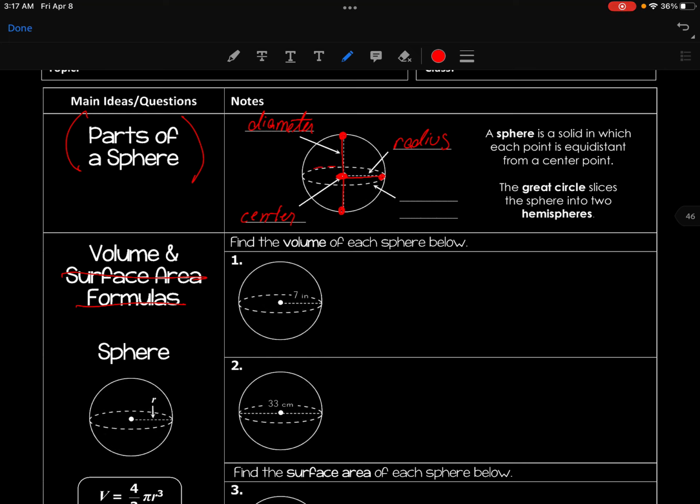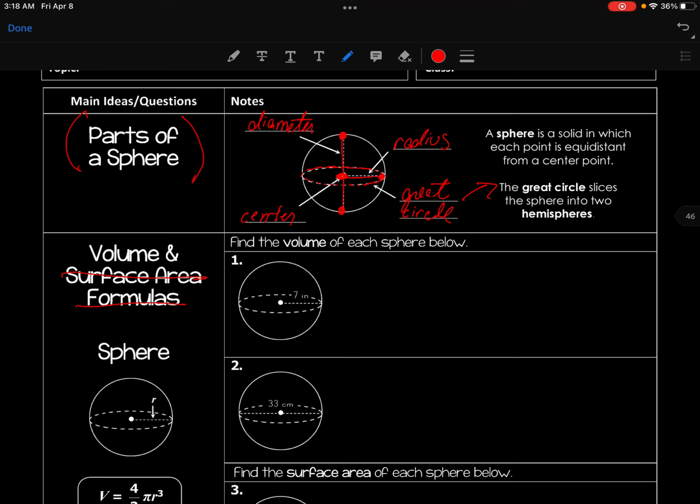And that circle outlined on the sphere, that is called the, oh sorry, not the bigger circle. It's called the great circle. Now, what is a great circle? The great circle slices the sphere into two hemispheres. It is the biggest circle that you can make on the sphere.